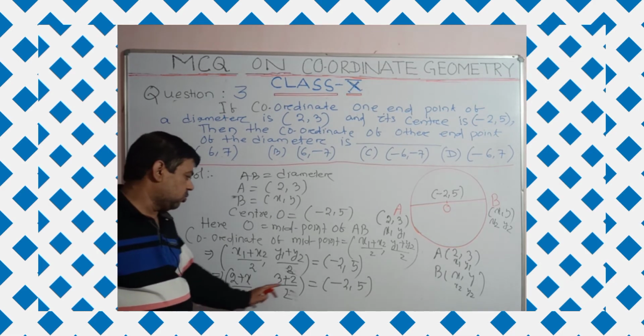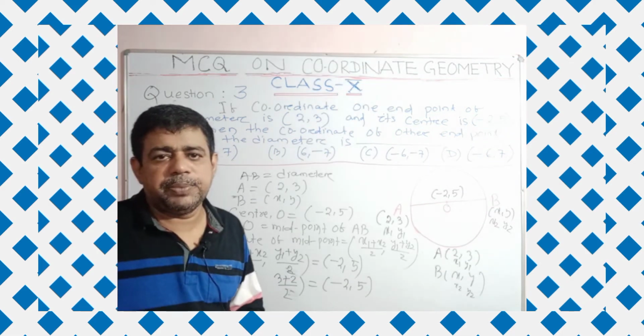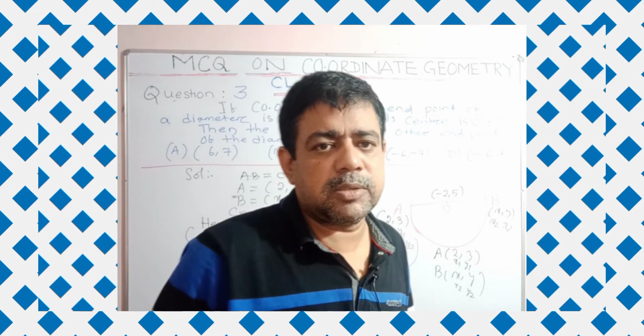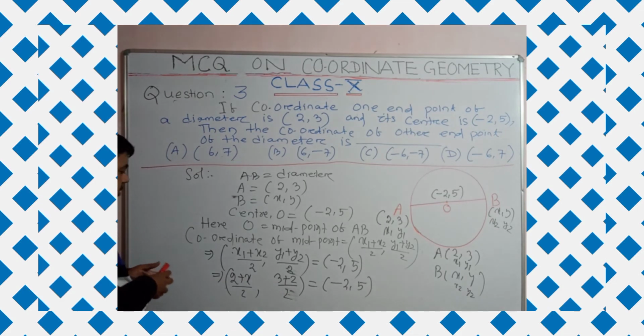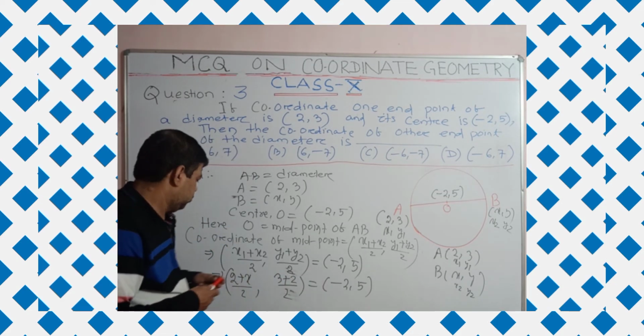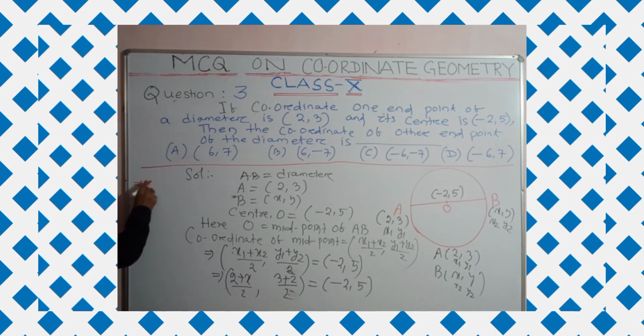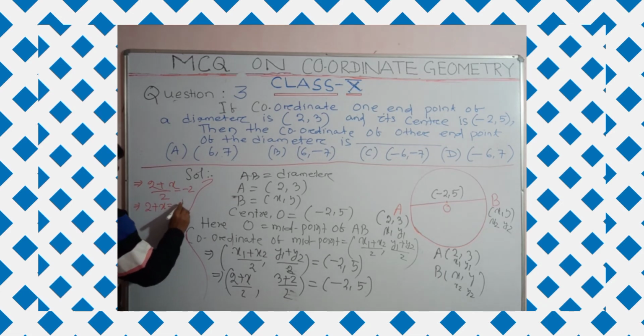Now, if the two coordinates are equal, we can compare their corresponding x coordinates and their corresponding y coordinates. So (2 plus x) by 2 is equal to -2. That implies 2 plus x is equal to -4. So x is equal to -4 minus 2, which is -6. We got the x coordinate.